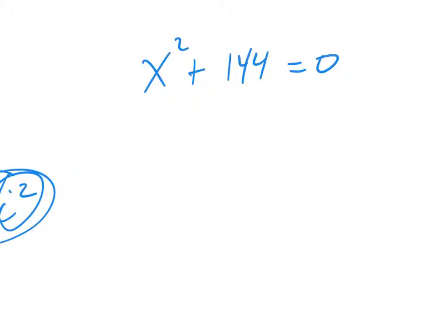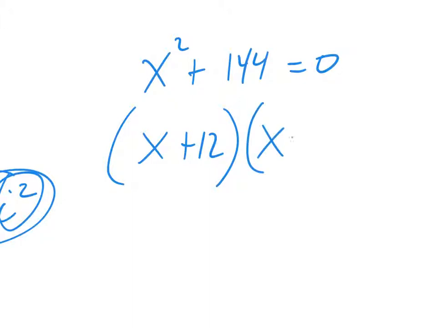Did you factor it, sir? I did. And what did you get? I got x plus 12 squared. That's a good start, but it's not right. It's not right either. I think you forgot what I put in there. Okay, that's what you get: x plus 12i, x minus 12i.